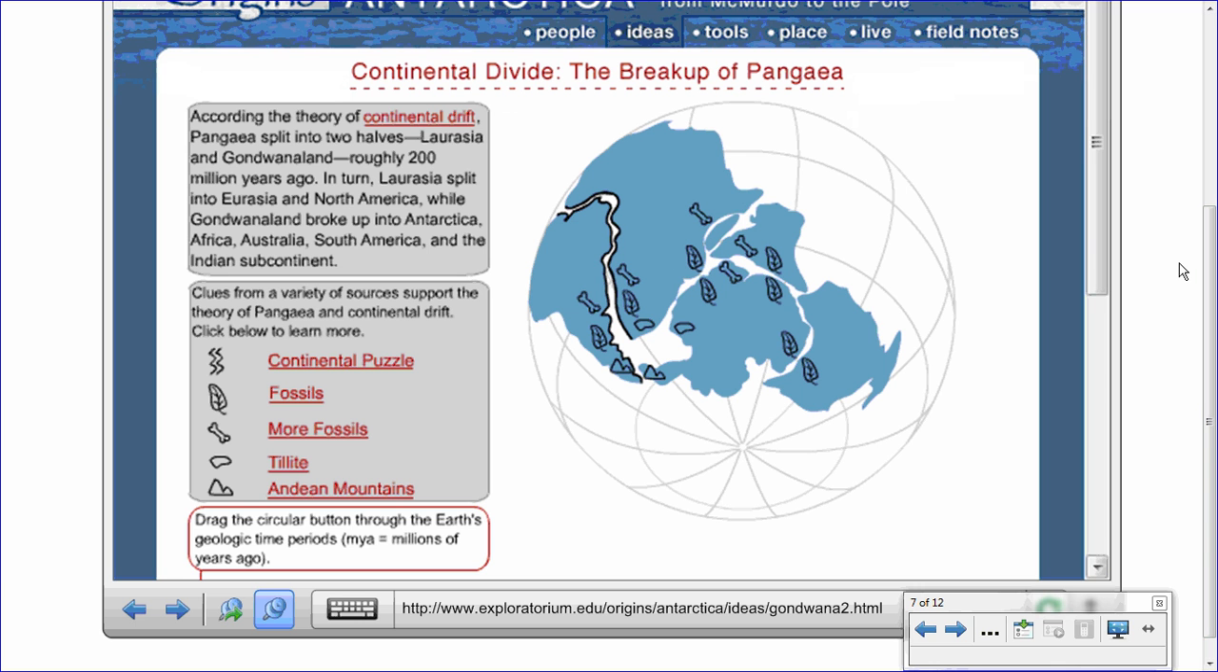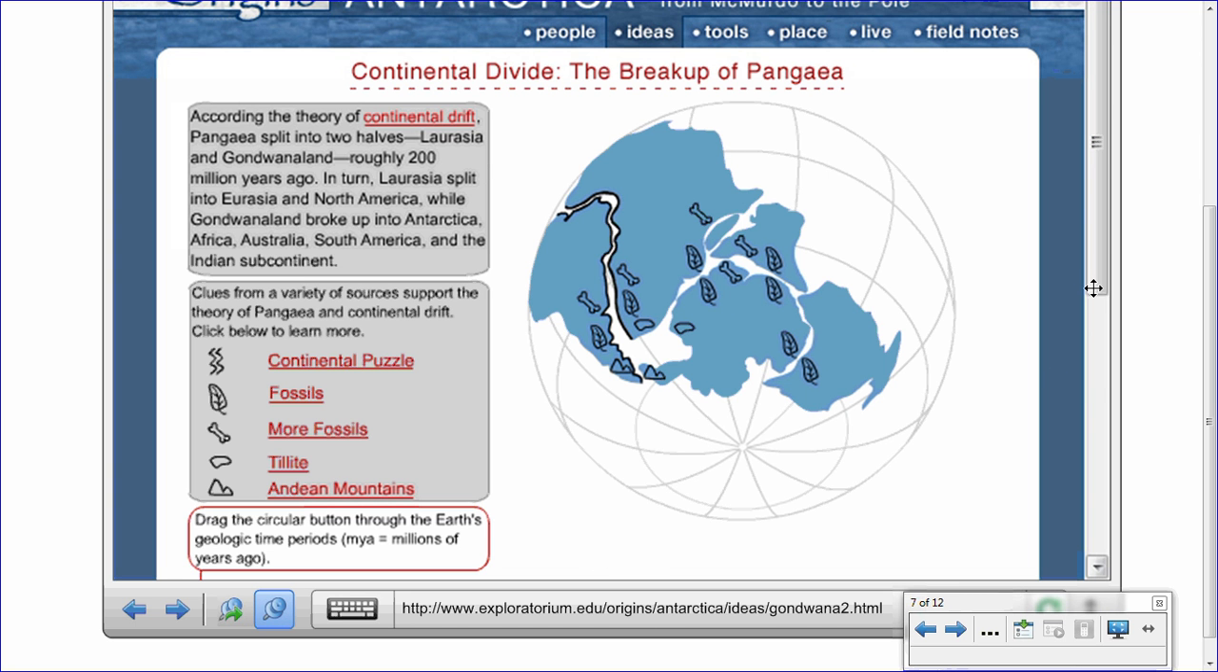Evidence is such an important word for this lesson because we're talking about a theory. A theory is a proposal. He's proposing that this might have happened based on evidence. He's basing it on certain evidence. And that's why it's so important to think about that word when we're learning about the continental drift theory.